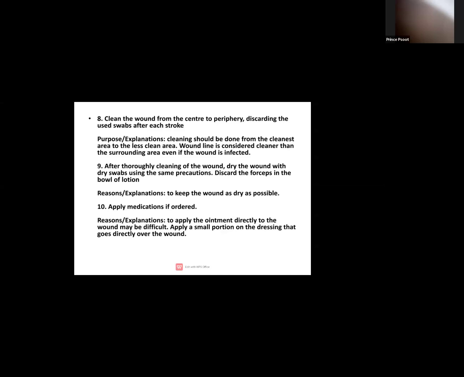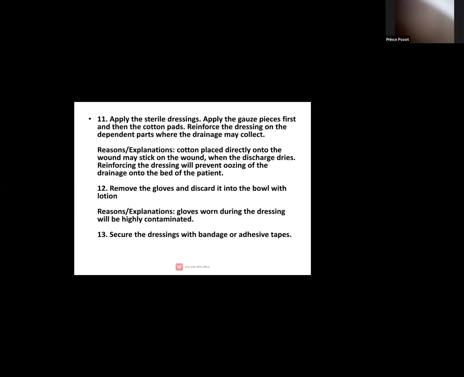Now, apply medications if you are ordered. The reason is that applying ointment directly to the wound may be difficult. So apply a small portion on the dressing that goes directly over the wound. Then you can apply the sterile dressings. After the wound is clean and dried, you now apply the sterile dressing. Apply the gauze pieces first, and then the cotton pads. Reinforce the dressing on the dependent part where the drainage may collect. The reason is that cotton placed directly onto the wound will stick to the wound, so it's not done that way.